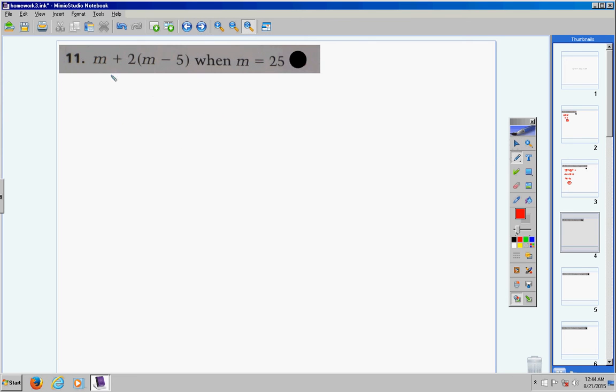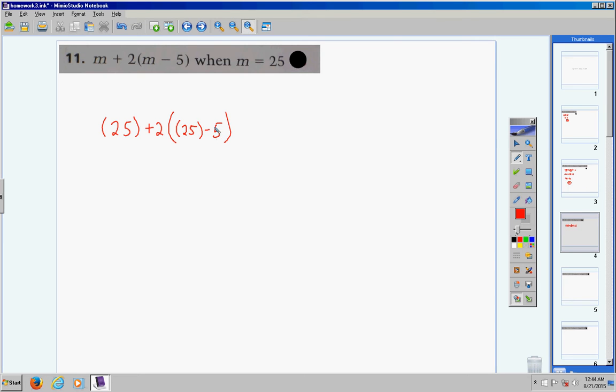Moving on to number 11. Everywhere there's an M, I'm going to substitute 25. So here's an M, parentheses, 25. Then positive 2. So positive 2. Then a big parentheses. Then inside M minus 5. So where the M is, I'll put a 25. And then minus or negative 5.